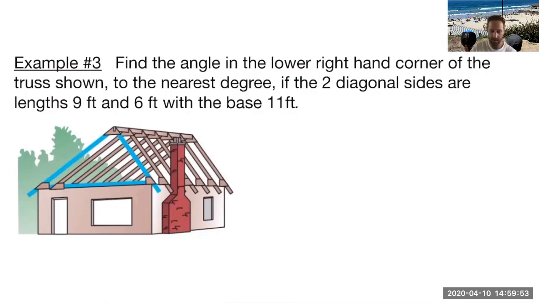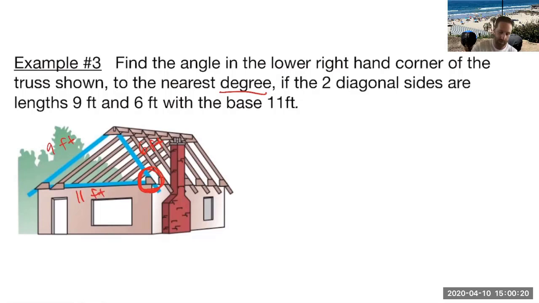So it says, find the angle in the lower right-hand corner. So we're looking for this angle right here. For this truss, to the nearest degree, if the two diagonal side lengths are 9 feet and 6 feet. So one of them is 9 feet. This one over here, 6 feet, because it looks a little bit smaller. And the base, the one down below on the bottom, would be 11 feet.